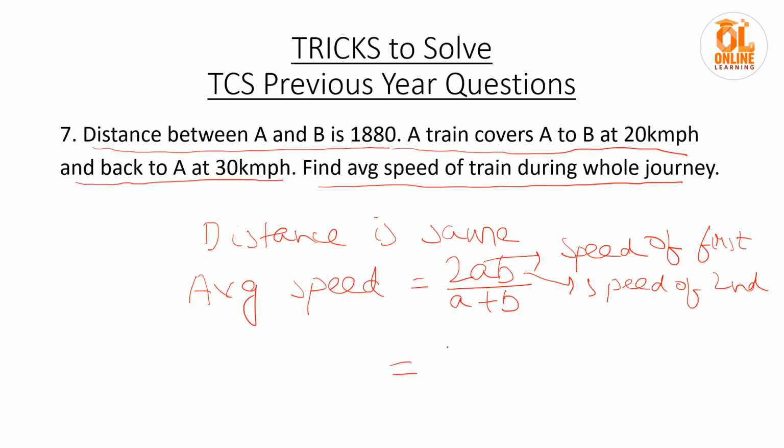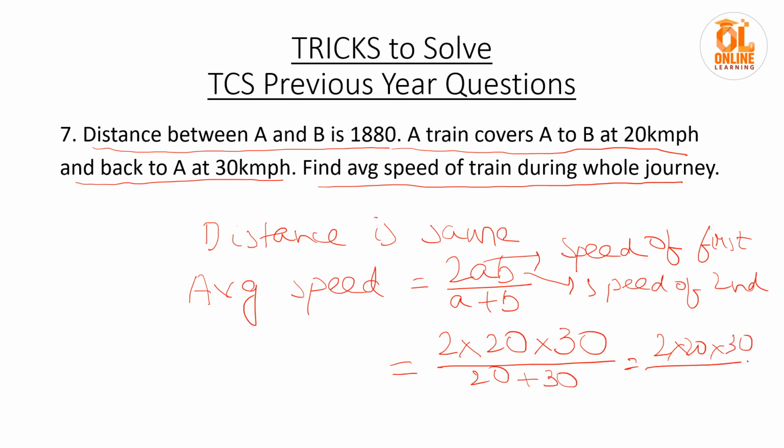So we can easily solve from here. 2 into 20 and b 30. 2 into 20 into 30 by 20 plus 30. So if you solve 2 into 20 into 30 by 50, if you solve this, you will get 24 km per hour.